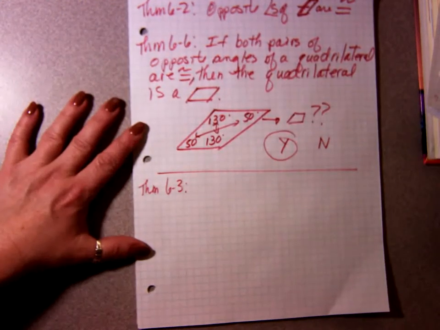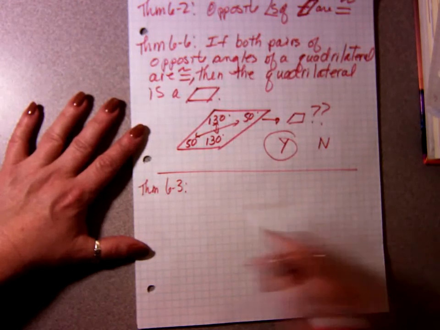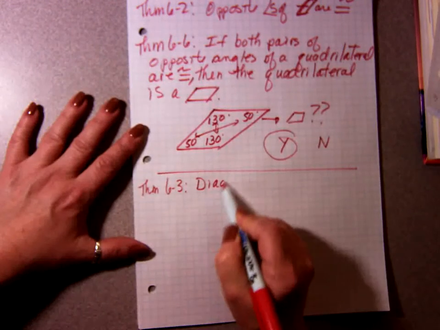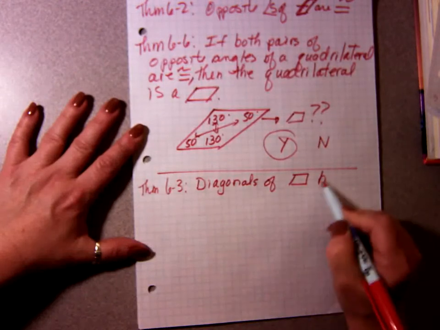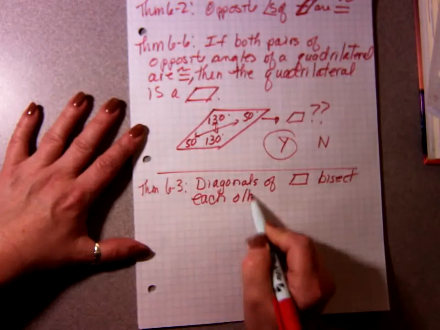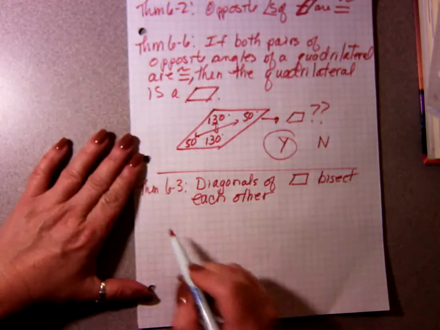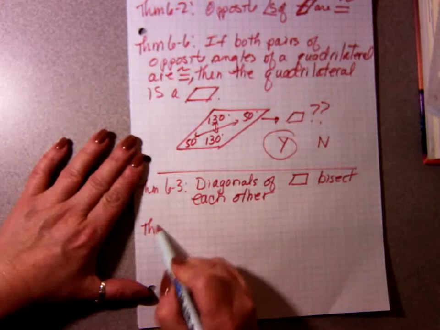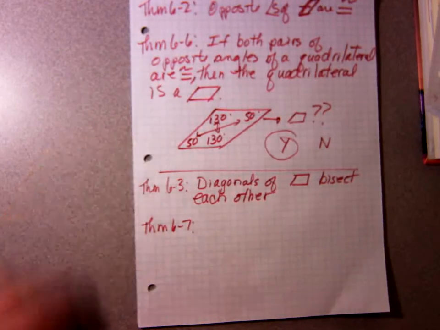Next is theorem 6.3 from earlier, and it states that the diagonals of a parallelogram bisect each other. So the converse, which is going to be theorem 6-7. Everybody want to try to do this? Follows a pattern.